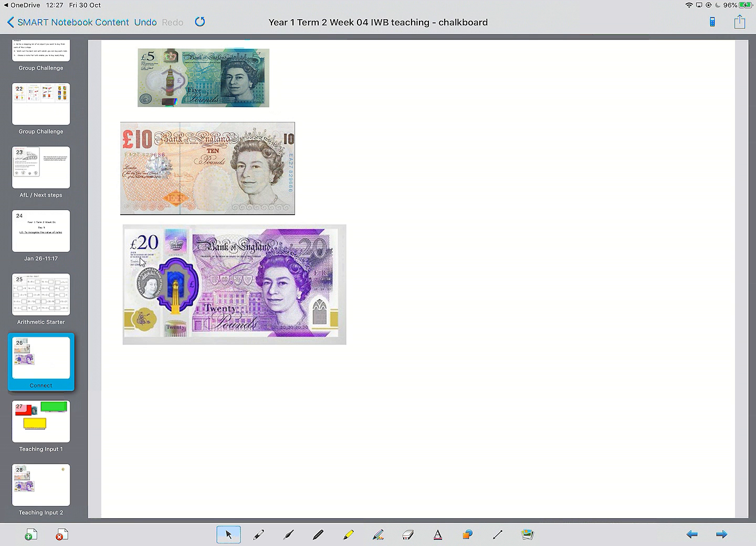And then this last one, this is the most modern of the polymer notes. This has only come out this year. And that's worth 2 of these, £20. It's purple.